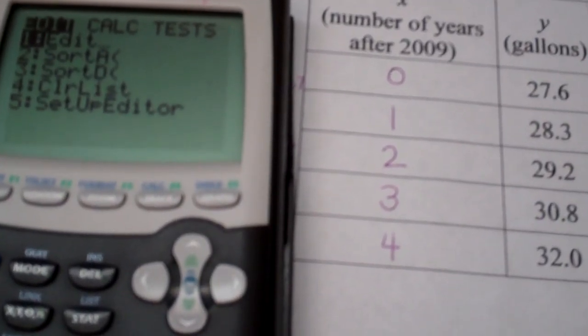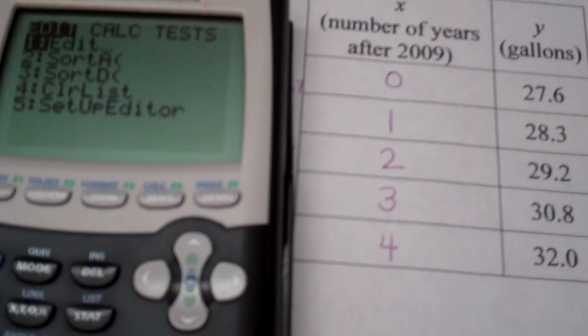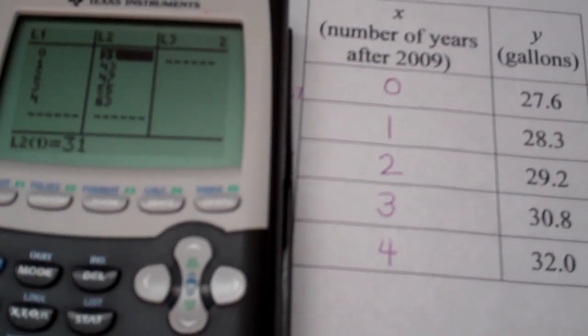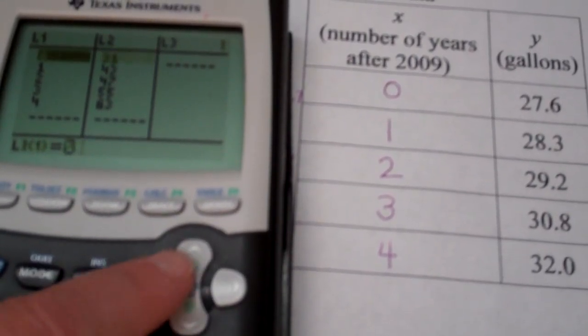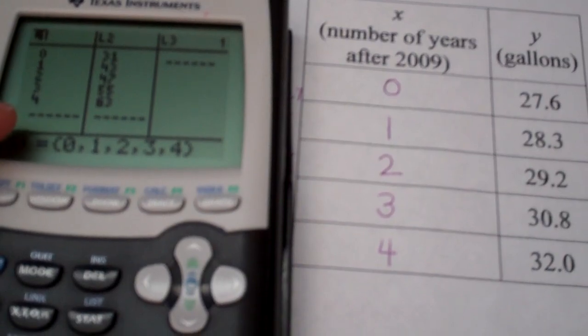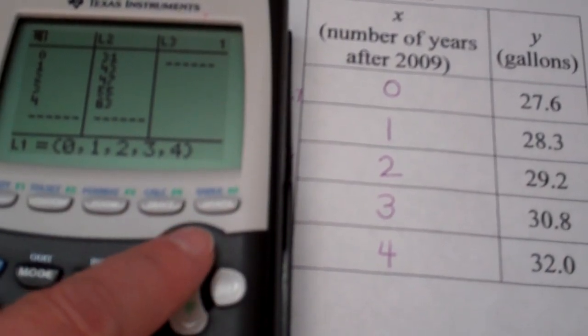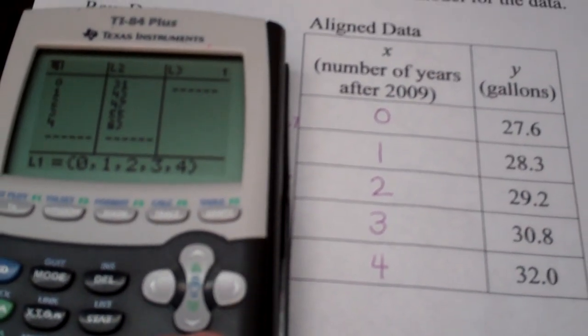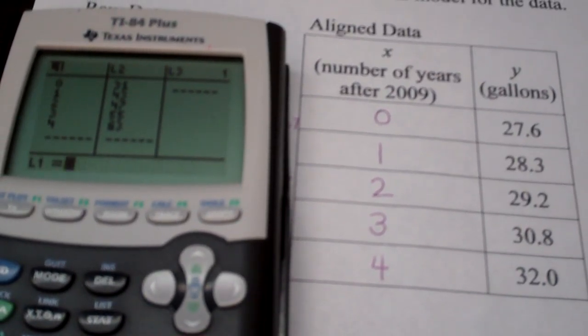Notice the first menu is edit, and the first choice in that menu is edit. So you can hit 1 or hit enter. Here are my lists. I've used this for something else. So if you have other data in here, the easiest way to remove it is to arrow to the top and hit clear, which is just under the right arrow, and enter.